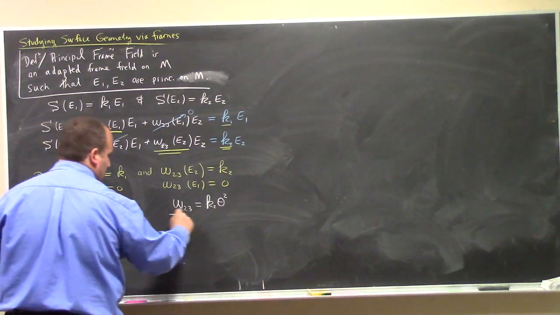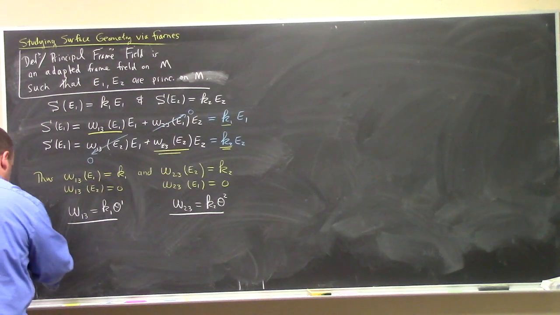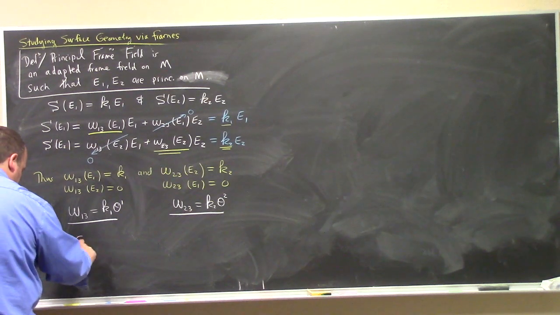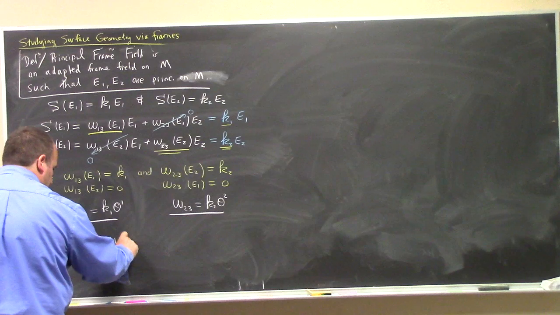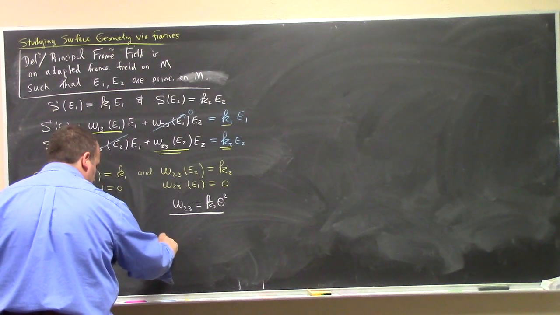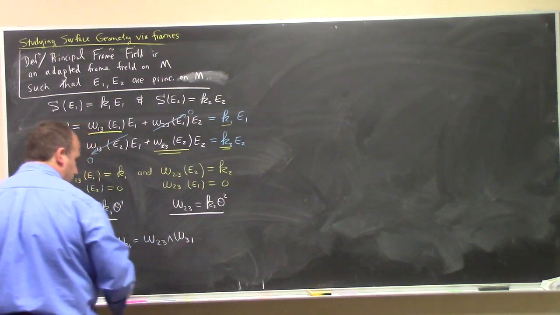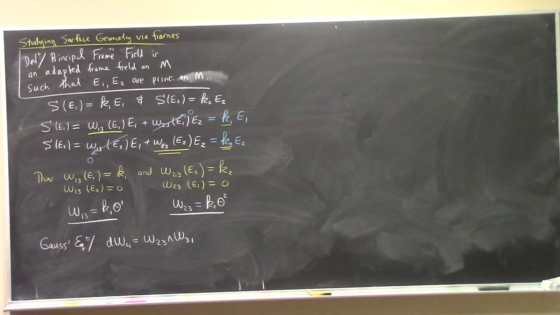Now, let's just take a second here to smell the roses, so to speak. What was our formula for Gauss's equation? Do you remember? What was it? It was d omega 2,1 is omega 2,3 wedge omega 3,1. Is that right? Did I get it?